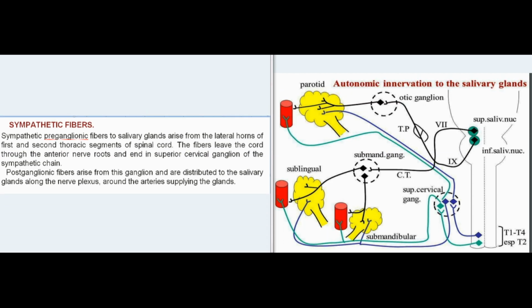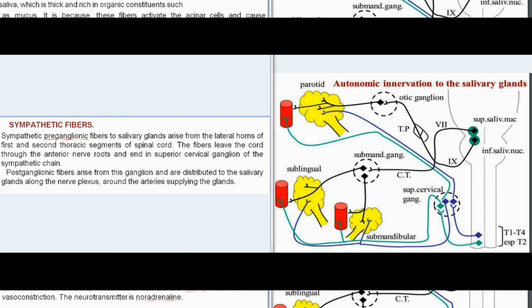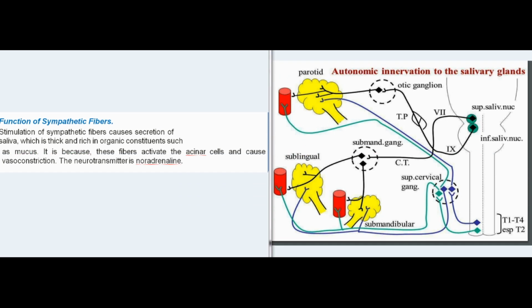Sympathetic preganglionic fibers to salivary glands arise from the lateral horns of first and second thoracic segments of spinal cord. The fibers leave the cord through the anterior nerve roots and end in superior cervical ganglion of the sympathetic chain. Postganglionic fibers arise from this ganglion and are distributed to the salivary glands along the nerve plexus, around the arteries supplying the glands. Function of sympathetic fibers.